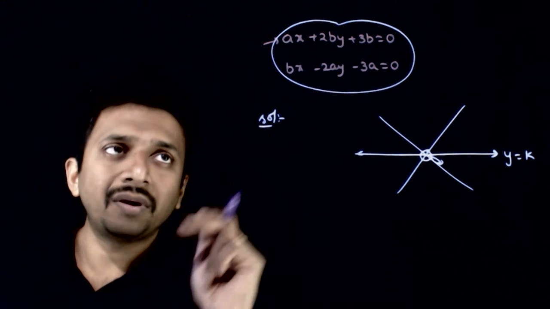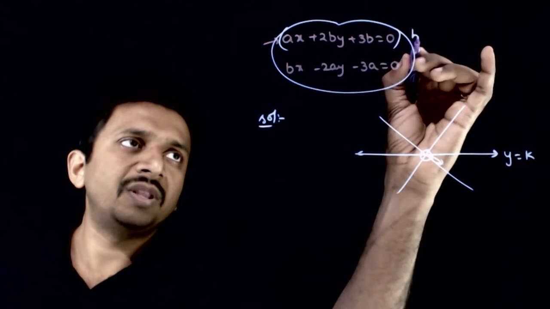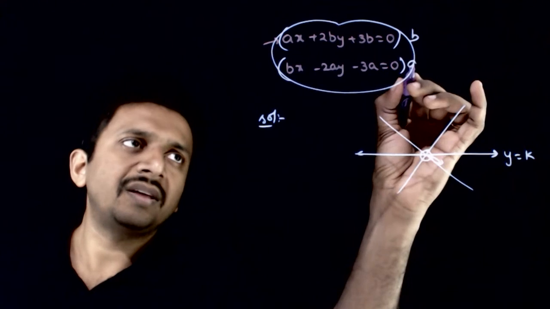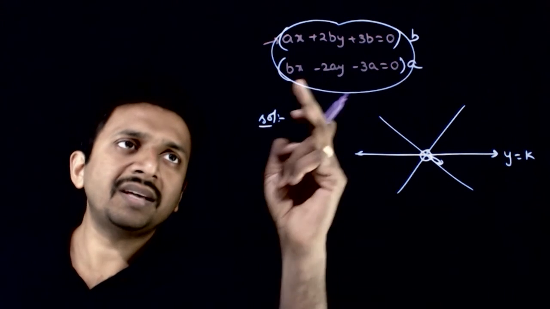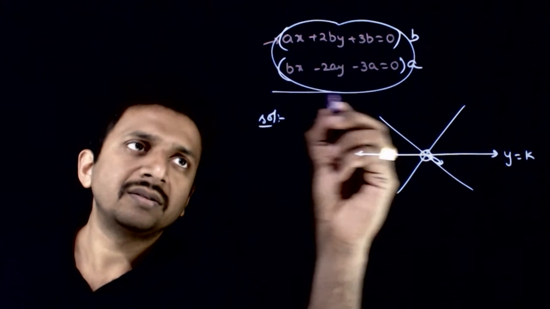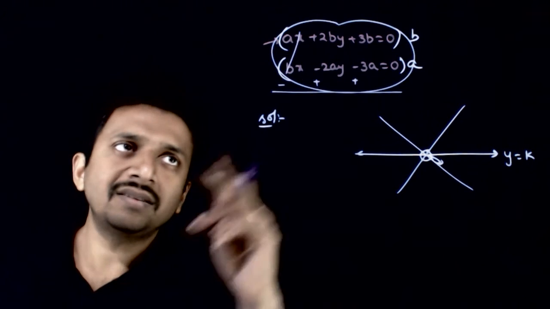So to find the y coordinate, let me eliminate my x. So I'll multiply the first equation with b and the second equation with a. So if I do that and subtract one from the other, abx, bx gets cancelled. So if I subtract one from the other, this becomes minus, plus and plus. So these two get cancelled.